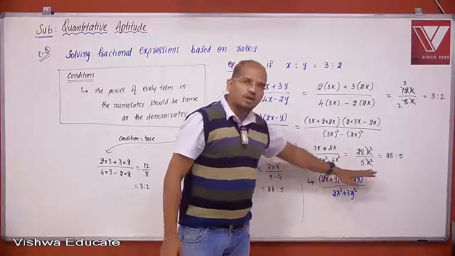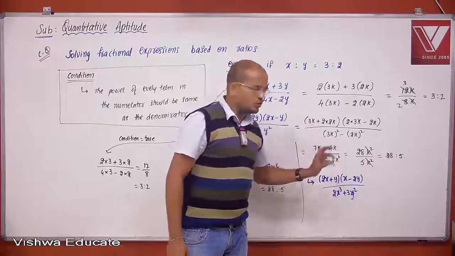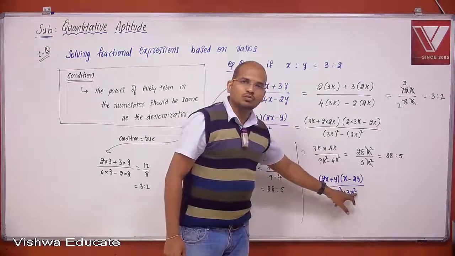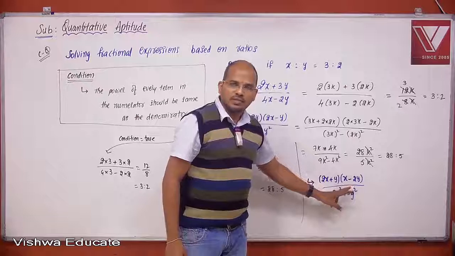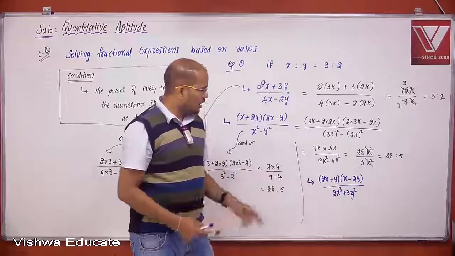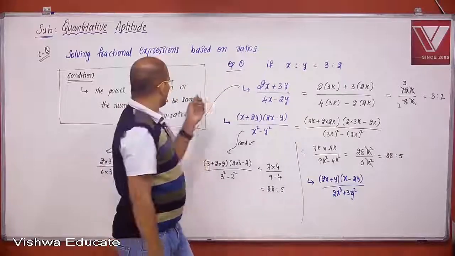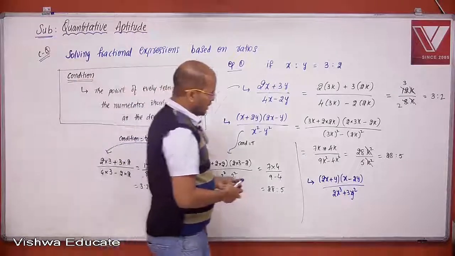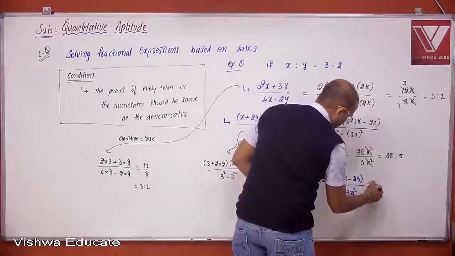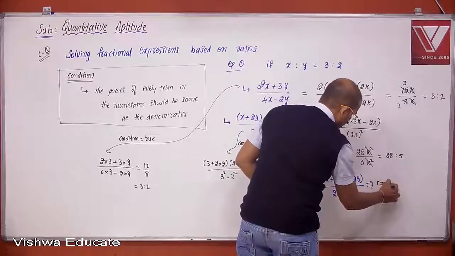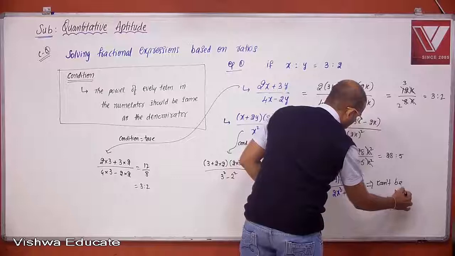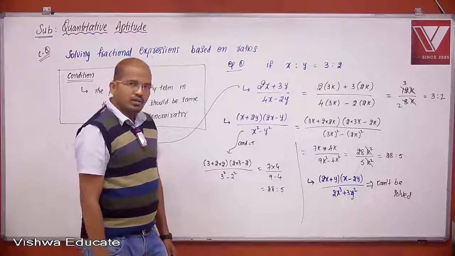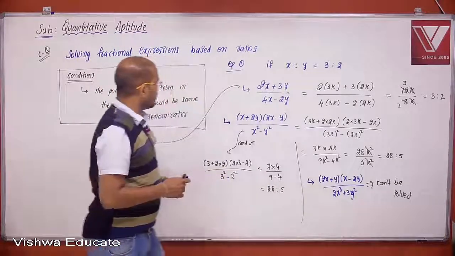So in the numerator, all terms have a power of 2. In 2x cube, the power is 3, and in y square, the power is 2. The powers are not matching here. Are they matching? No, they are not matching because they are not equal. The exponents of the numerator and the denominator should be equal. As they are not equal, this can't be solved. Why? We'll see it in a minute. So please copy it down carefully.